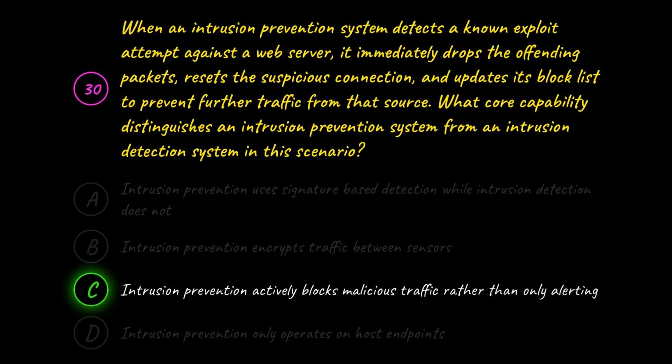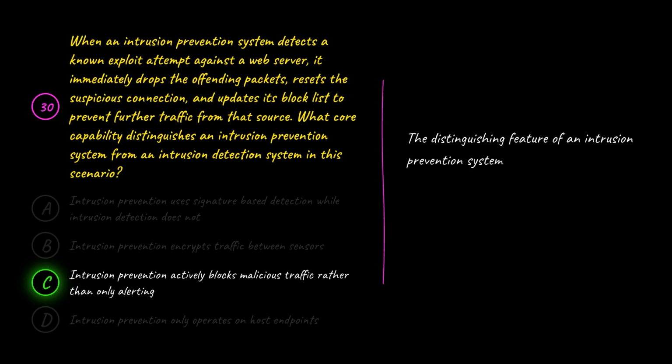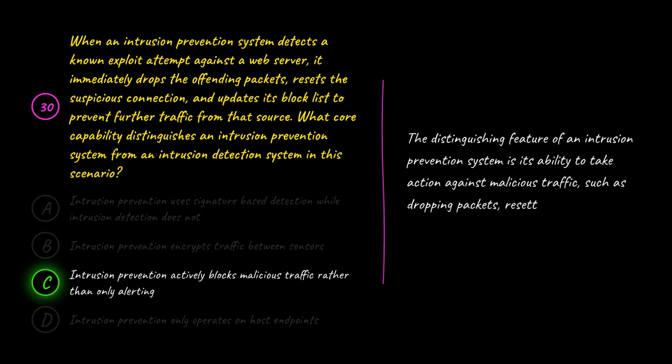The correct answer is C. Intrusion prevention actively blocks malicious traffic rather than only alerting. C is correct because the distinguishing feature of an intrusion prevention system is its ability to take action against malicious traffic, such as dropping packets, resetting sessions, or updating block lists. An intrusion detection system observes and alerts but does not block.